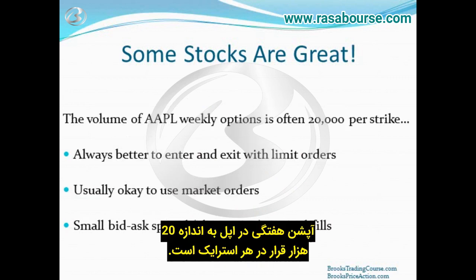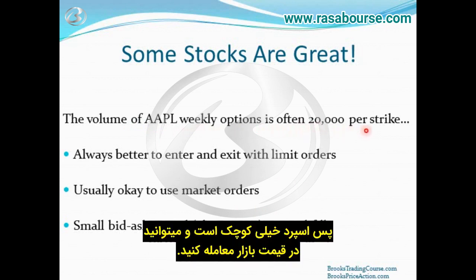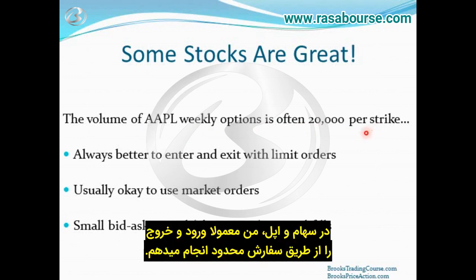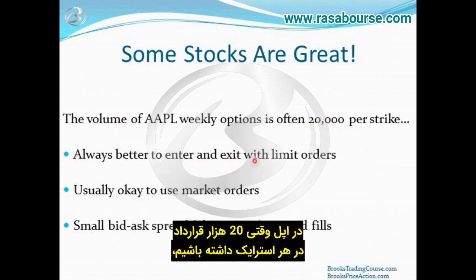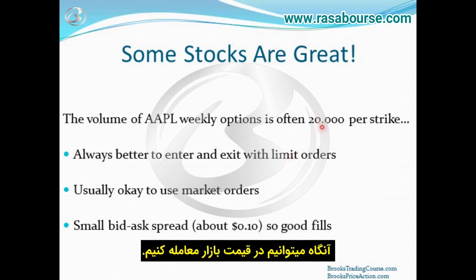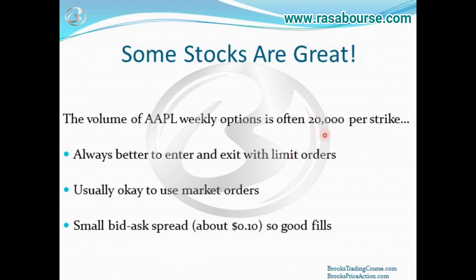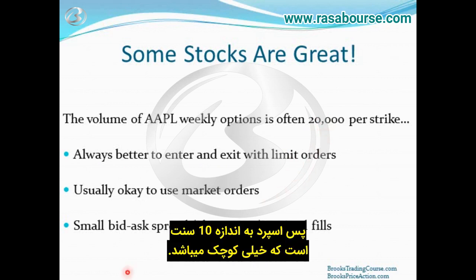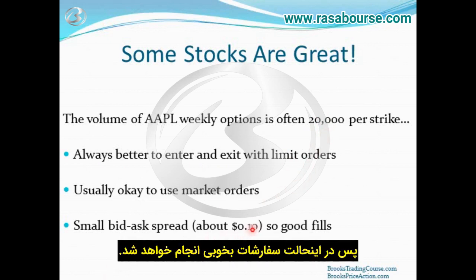Volume lately in Apple on the weekly options is often 20,000 contracts per spread. So usually very tight spreads, and usually you can trade at the market. With Apple and with stocks, I generally enter and exit with limit orders. Although with Apple, when you have 20,000 contracts per strike, you can trade market orders. And with the tight bid-ask spread, 10 cents, you get really good fills.